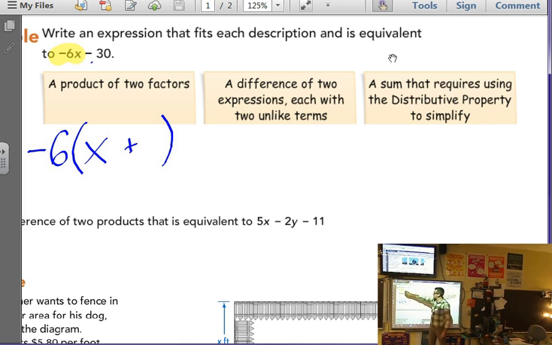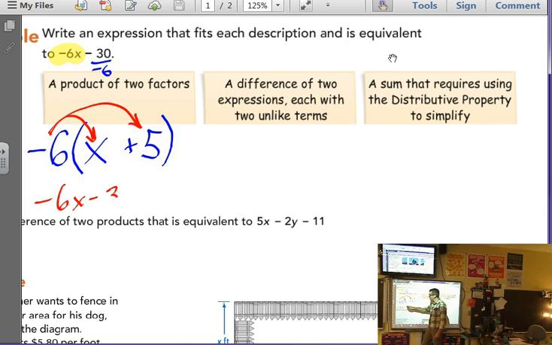Then would this be plus or minus? Plus, because remember if I divide by negative 6, negative 30 divided by negative 6 is going to give me 5. Because then if we did the distribution, this would come out to be negative 6x minus 30. You don't have to show what I just wrote in red. That's just the rationale behind why this works.